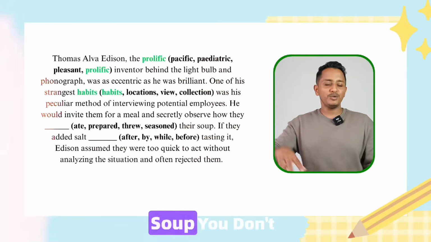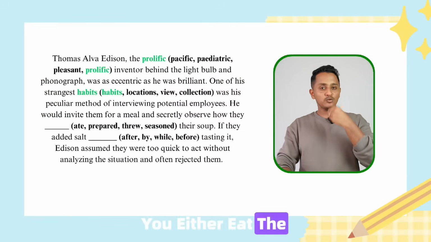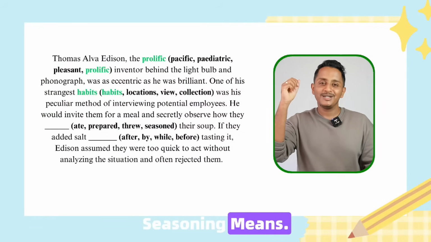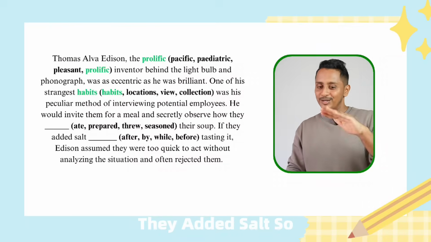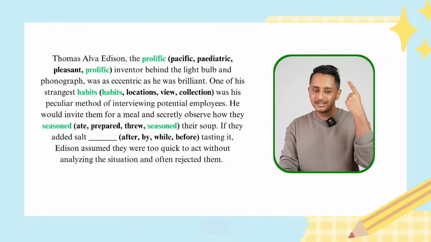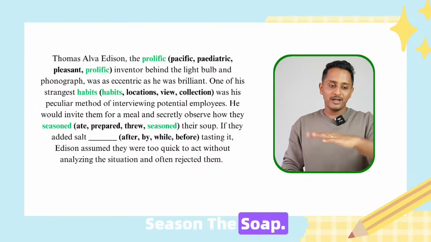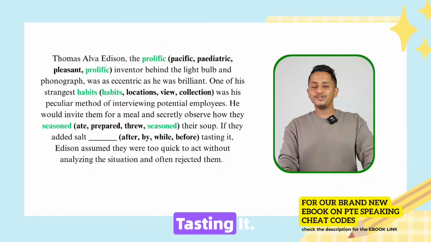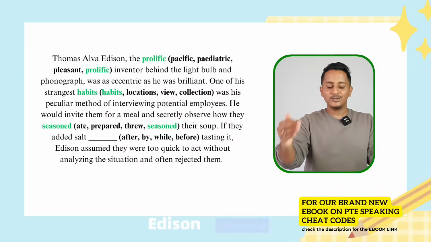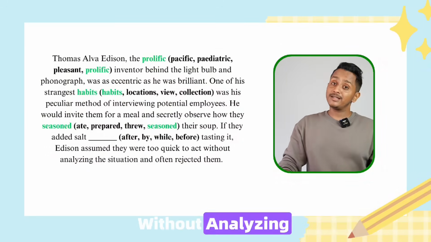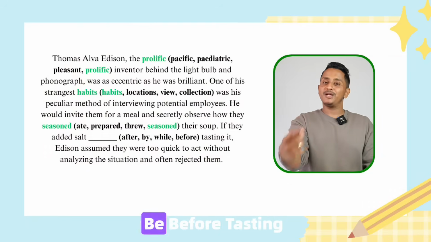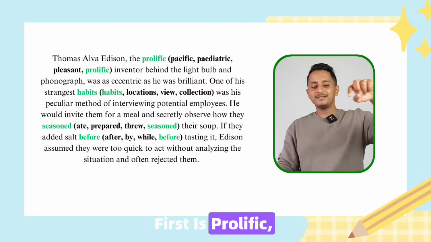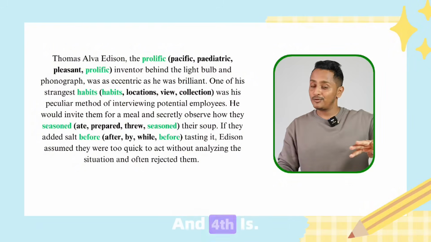Dash their soup? Soup you don't drink. You either eat the soup or season the soup. Seasoning means you just sprinkle some salt and pepper. If you read the next line, it says if they added salt, so it is seasoning, not ate. The third one, answer is seasoned their soup. If they added salt, dash tasting it. Read further. Edison assumed they were too quick to act without analyzing the situation, meaning they added salt before eating it. So answer has to be before tasting it. First is prolific, second is habits, third is seasoned, and fourth is before.